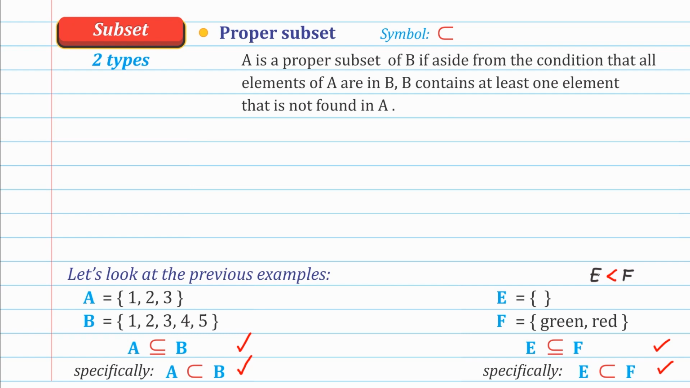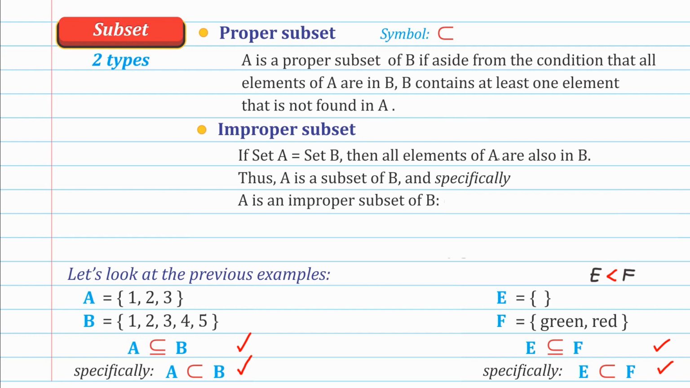E is less than F, which actually looks like this one. So that is your clue. If you want to be more specific, we can use this symbol, which means one set is sort of less than the other. Now we have the second type of subset, and that is the improper subset. Now, when is a set an improper subset of the other?